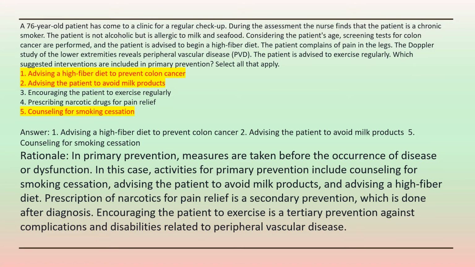Answer: 1. Advising a high-fiber diet to prevent colon cancer. 2. Advising the patient to avoid milk products. 5. Counseling for smoking cessation. Rationale. In primary prevention, measures are taken before the occurrence of disease or dysfunction. In this case, activities for primary prevention include counseling for smoking cessation, advising the patient to avoid milk products, and advising a high-fiber diet. Prescription of narcotics for pain relief is a secondary prevention, which is done after diagnosis. Encouraging the patient to exercise is a tertiary prevention against complications and disabilities related to peripheral vascular disease.